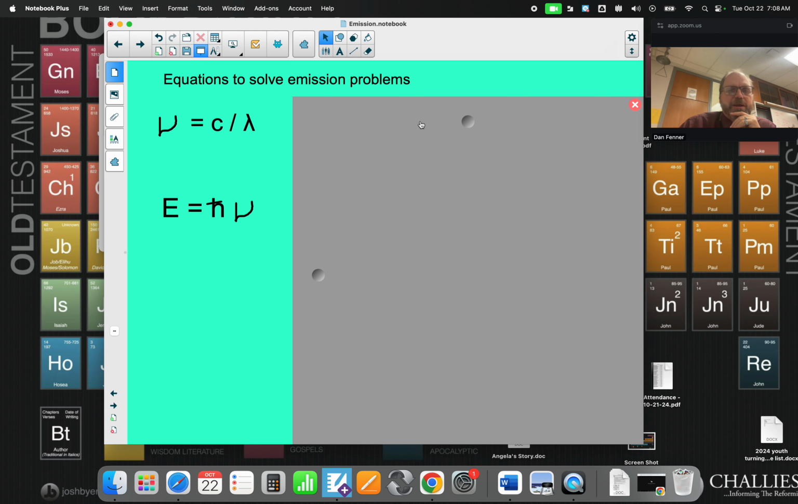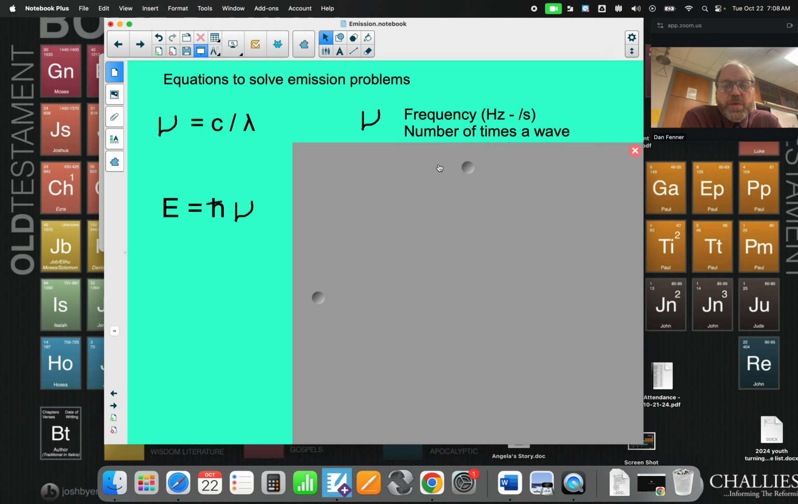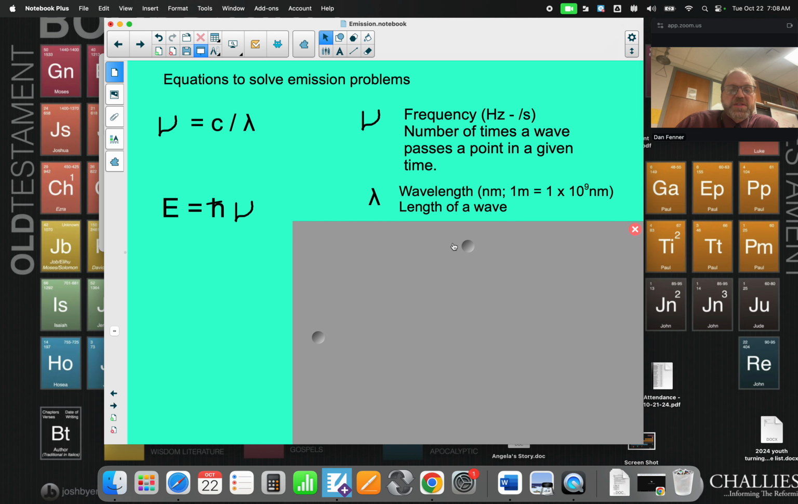So what do these values mean? Nu means frequency. Frequency is expressed in hertz, which means per second when we work with it. But whenever we're trying to report it, it's expressed in hertz. A frequency is the number of times a wave passes a point in a given time. Now, lambda is wavelength. Wavelength is expressed in nanometers. And 1 meter is equal to 1 times 10 to the ninth, a billion nanometers. And the definition of wavelength is the length of the wave.